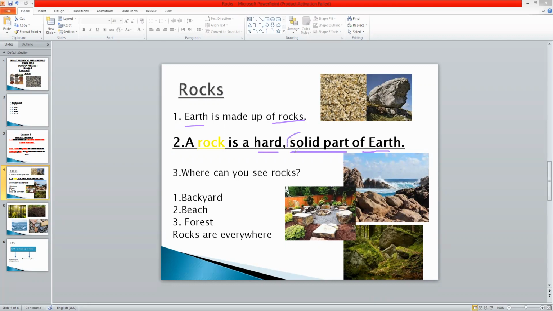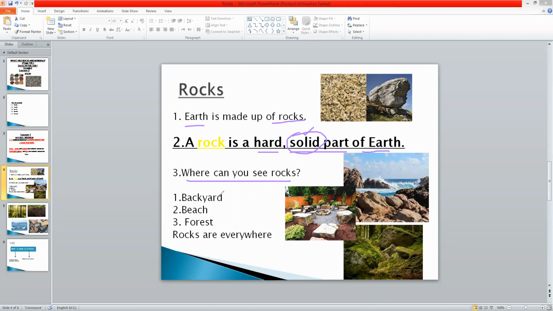Why do we call it solid? Because it keeps its own size and shape. Rock is not liquid, it's not gas. It's solid because it keeps its own size and shape. Do you remember the 3 states of matter? Solid, liquid, gas. So solid keeps its own size and shape.